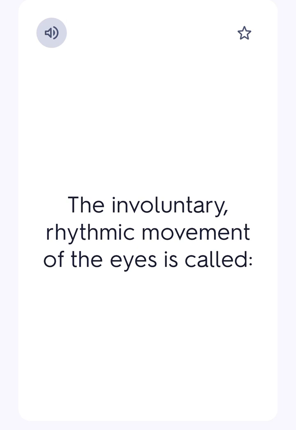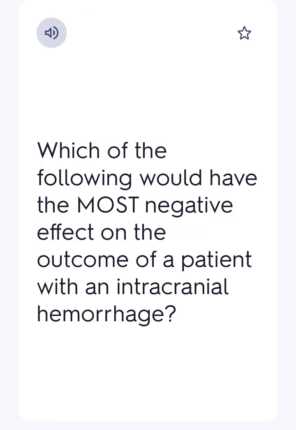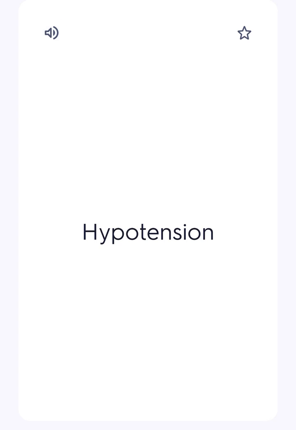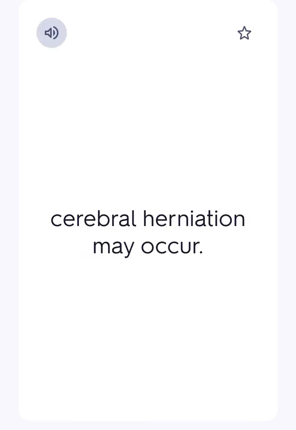The involuntary, rhythmic movement of the eyes is called nystagmus. Which of the following would have the most negative effect on the outcome of a patient with an intracranial hemorrhage? Hypotension. As intracranial pressure rises, cerebral herniation may occur.